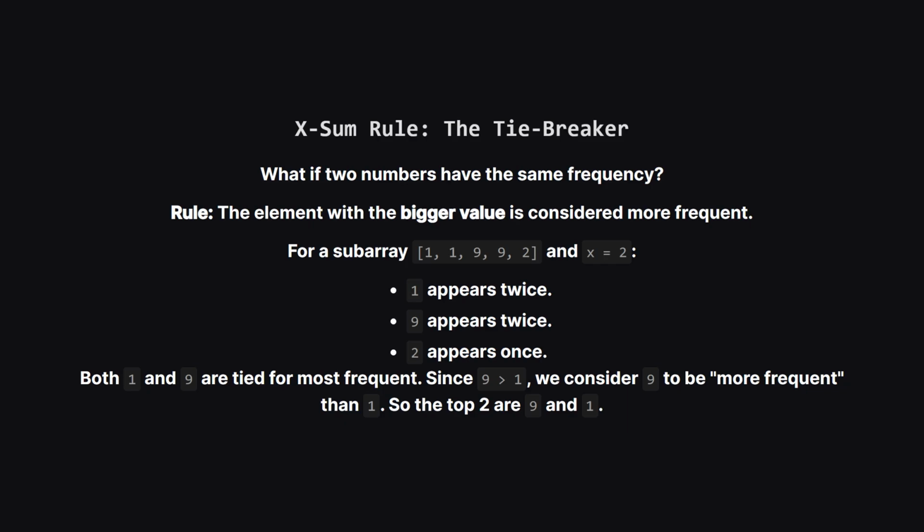The problem has a specific tie-breaking rule for this. It says that if the counts are equal, the number with the bigger value wins. It's considered more important. So in this example on the slide, both 1 and 9 appear twice. But since 9 is bigger than 1, it gets a higher rank.